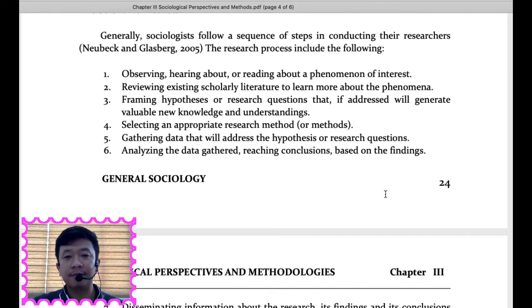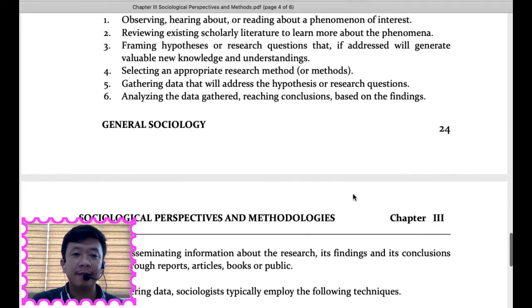Or in quantitative researches, your respondents if you want to do a survey, for example. Okay? And then after collecting the data, you have to properly store them, organize them so that they will be ready for analysis. Okay? Analysis is very important.